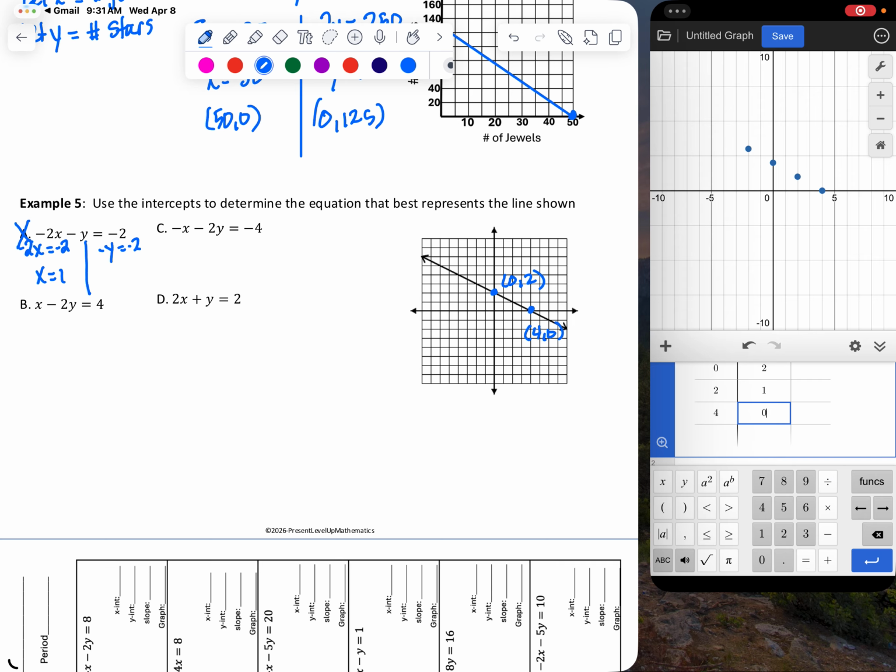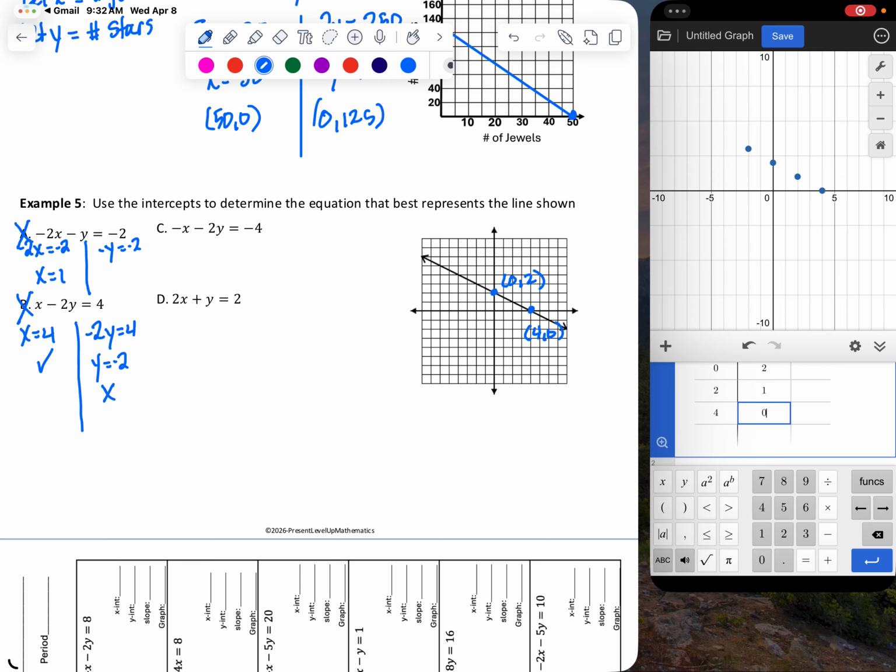Now let's try B. We'll take x and make it equal to 4. And negative 2y, make it equal to 4. So my first intercept is x equals 4. That checks out. All right, let's check the y now. 4 divided by negative 2 is negative 2. But according to the graph, the y-intercept is positive 2. So that does not check out. Both intercepts have to check out to be the correct answer. All right, so let's mark out B.